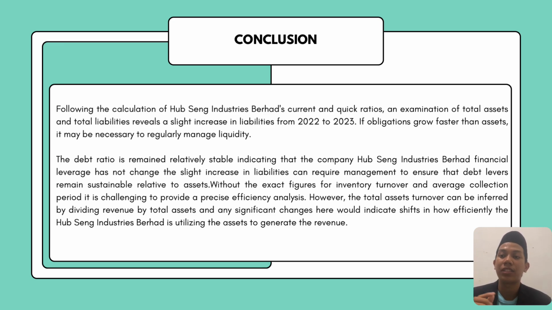Without the exact figures for inventory turnover and average collection period, it is challenging to provide a precise efficiency analysis. However, the total asset turnover can be inferred by dividing revenue by total assets, and any significant changes here would indicate a shift in how efficiently Hap Seng Industry Berhad is utilizing its assets to generate revenue.